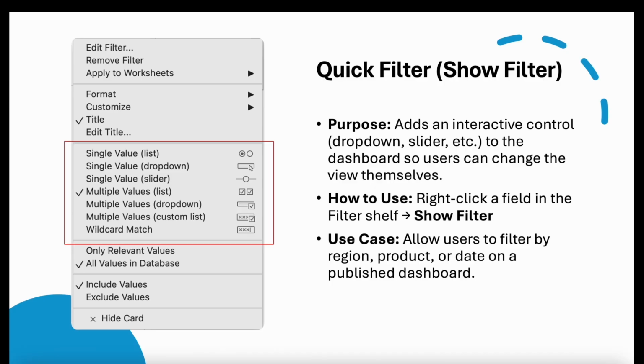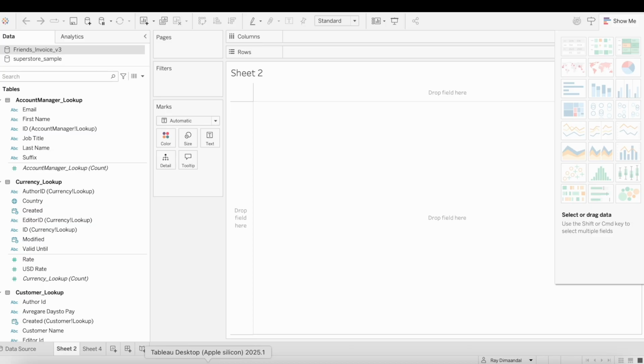So, how to use? You have to click a field in the filter shelf, and you click Show Filter. Then, this allows you to filter by different information you need, like region, product, or date, depending on your data source. So, let's have an example.